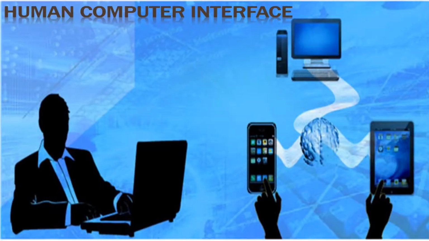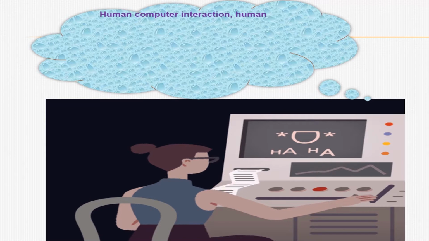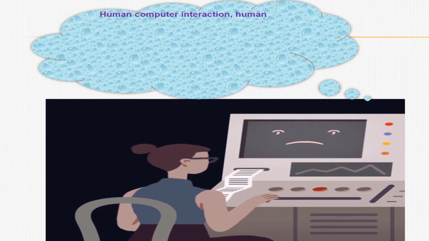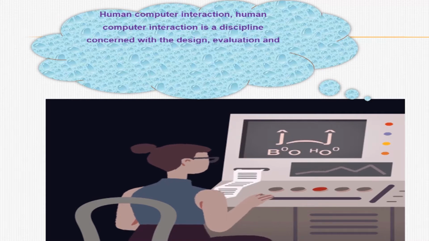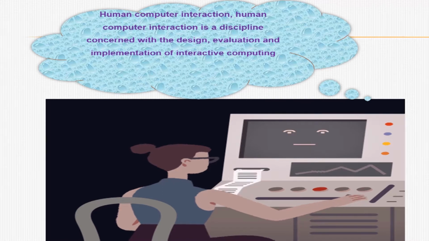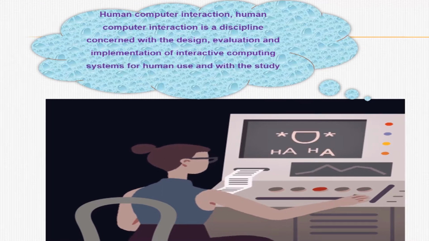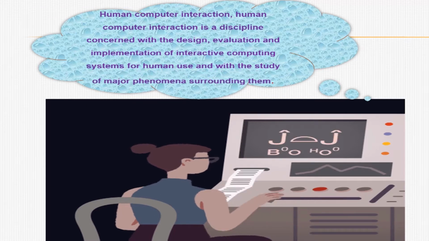It is basically how people interact with computers. They do this through interfaces. We will start by understanding the meaning of human-computer interaction, or HCI. HCI is a discipline concerned with the design, evaluation, and implementation of interactive computer systems for human use, and it's the study of major phenomena surrounding them.